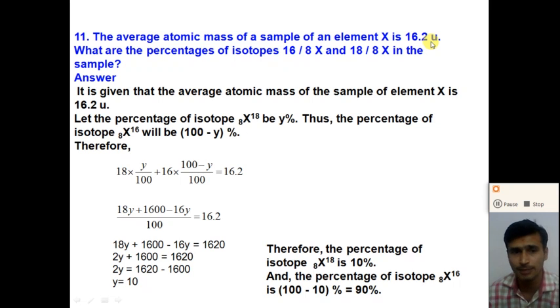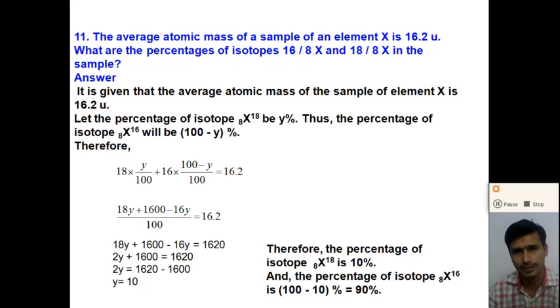Here the average atomic mass is given to you, 16.2 AMU. What are the percentages of the isotopes X-8-16 and X-8-18? Here the atomic number is 8 and the atomic mass is 16. So one isotope of X is X-8-16 and the second isotope of X is X-8-18. What are the percentages of the isotopes X-8-16 and X-8-18? We need to find the percentage of each isotope.